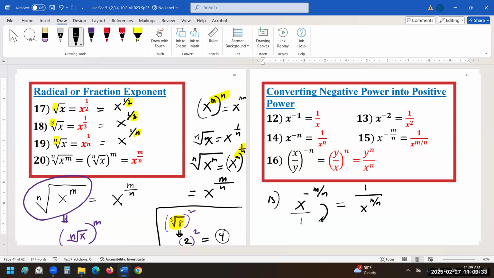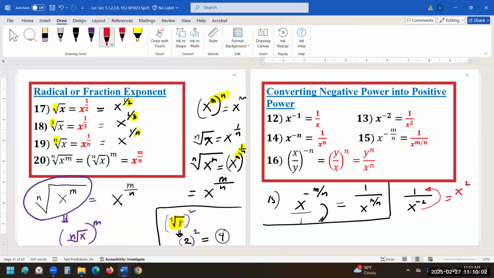Similarly, let's say you have a negative part on the bottom. 1 over x to the negative 2. If you have a negative part on the bottom, all you have to do is bring it on the top and it will become a positive power. So x to the positive 2. So in order to change negative to positive, you just switch the position.